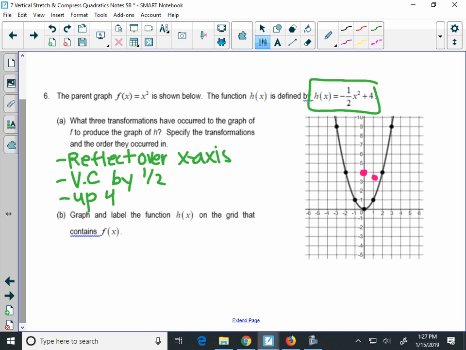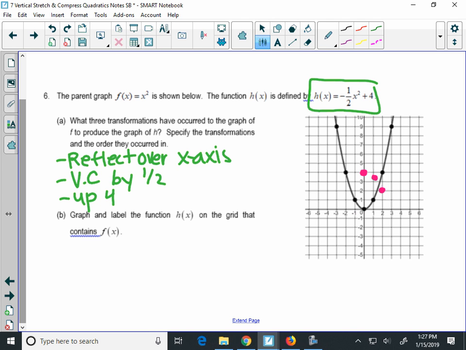Now if I go to 4 and I reflect over the axis, I come down to here. If I compress that by a half, where does the negative 4 go to? What's half times negative 4? Negative 2. So now this point is compressed up. It's half as tall. And then from there I move it up 4. So you're at 2, 2. If you don't like doing this all at once, then you don't have to. You can do it at different times.